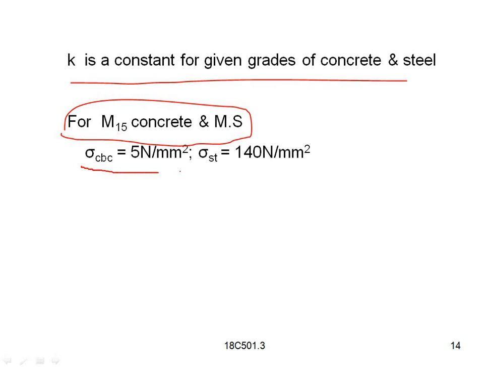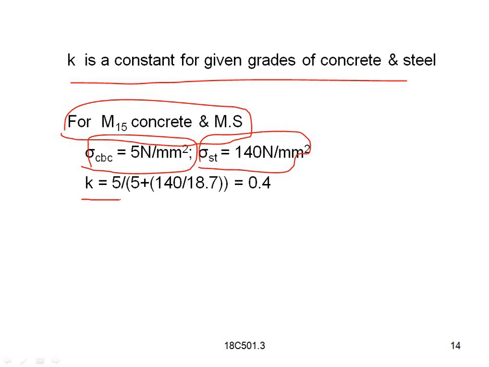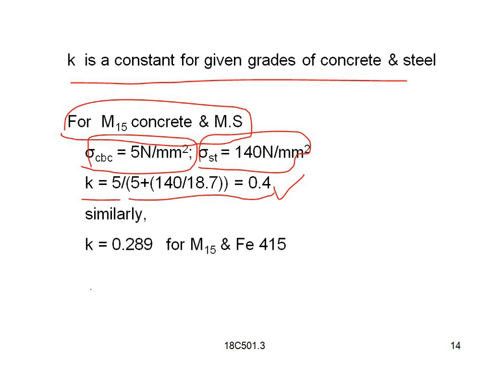For M15 concrete and mild steel, sigma CBC is equal to 5 Newton per mm square and sigma ST is equal to 140 Newton per mm square. Therefore, k is determined as 5 by 5 plus 140 by 18.7, which is 0.4, so the k value is a constant 0.4. Similarly, k is equal to 0.289 for M15 and Fe415. So remember this value.